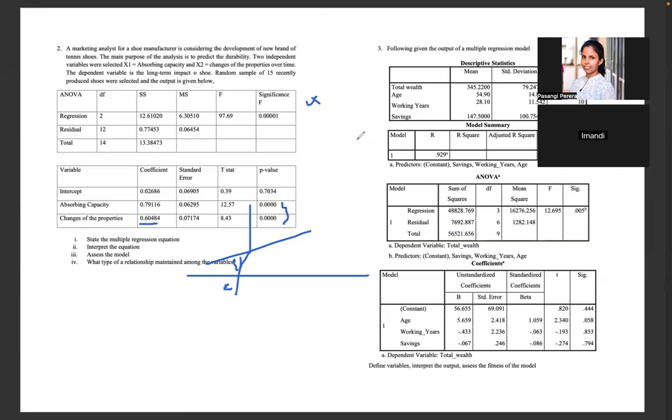Then they are asking what type of relationship is maintained among these variables. You have to provide comments for each and every variable, the independent variables, absorbing capacities and the changes of the properties. You should be able to write a comment on the positive and the negative.